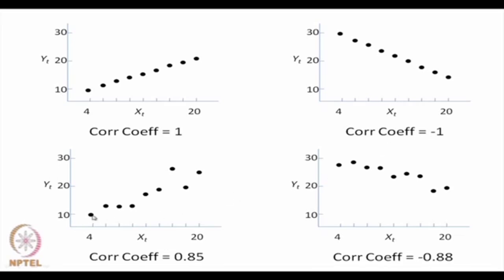And if there is a slight deviation from linearity, but the trend is very high, the departure from the straight line is not very high, the correlation coefficient is 0.85. In this case, the correlation coefficient is minus 0.88, so negative and close to 1. So, this is the meaning of correlation coefficient between two different variables, but we are dealing with only one.